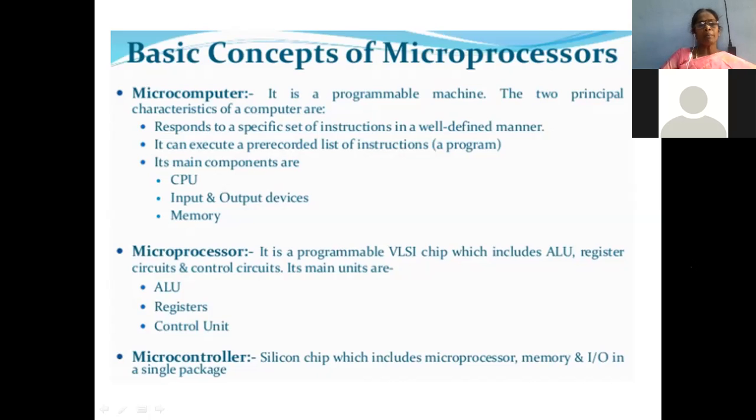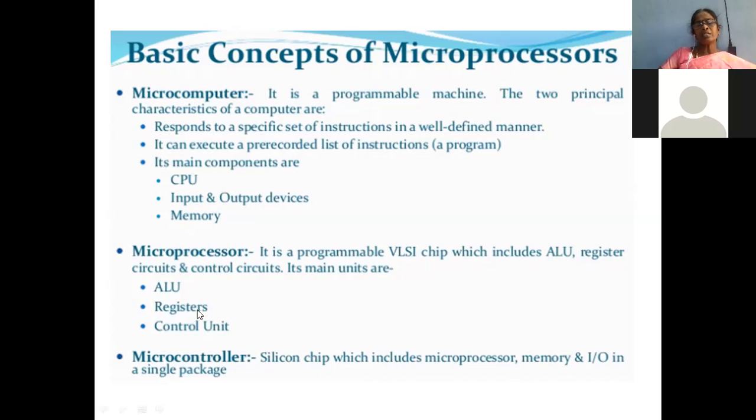Coming to the microprocessor, this is a VLSI chip which includes registers, circuits and control circuit. There are three major units: ALU, and do you know what is ALU? Yes, ma'am. Arithmetic logic unit. Arithmetic logic unit, then registers and control unit.